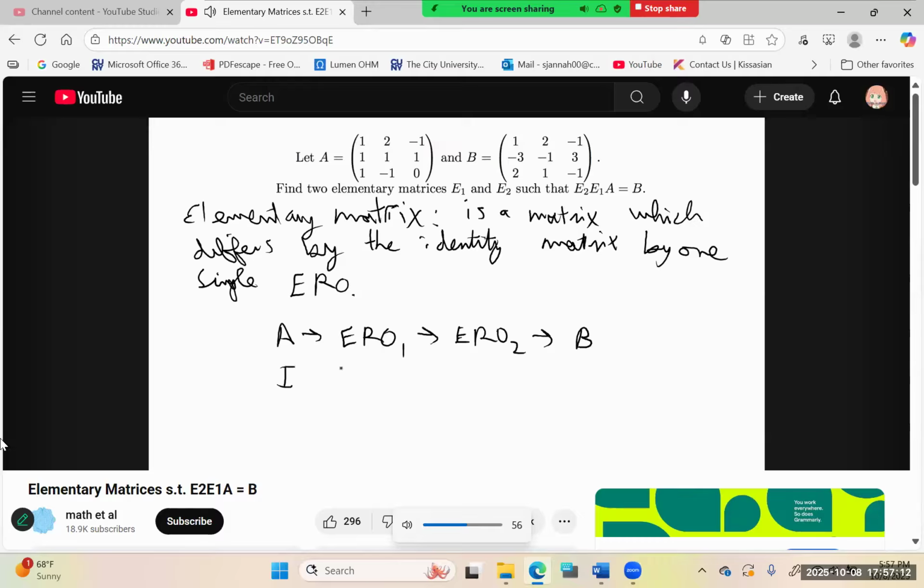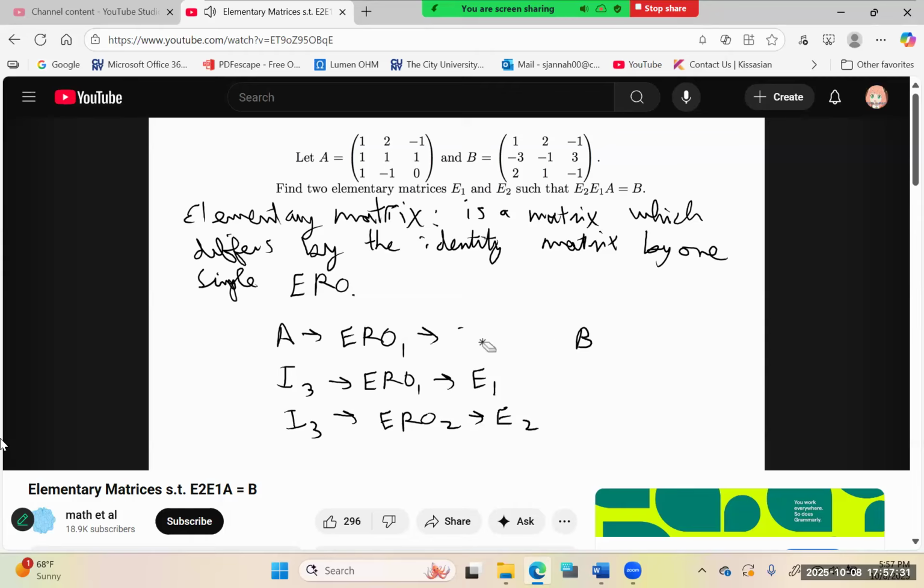So to do that, we're going to take a 3x3 identity matrix and then perform the elementary row operation 1, and that will give you E1, which is the first elementary matrix, and you do the same thing with elementary row operation 2 on a new identity matrix, and that will give you the second elementary matrix. So let's go ahead and solve the problem so you guys can see what I'm talking about.